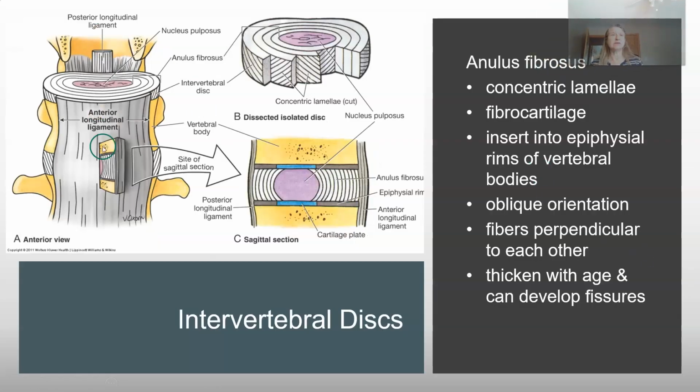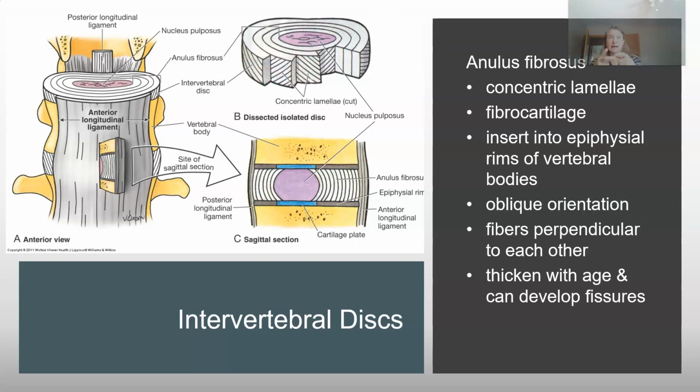Looking into these intervertebral discs just a little bit more. So this is the disc right here. We're going to take it out and look at it just a bit. We have two parts of the disc. The outer part is the annulus fibrosus, and this is really strong fiber cartilage. And they're made in concentric rings, and the way the cartilage is laid down is perpendicular to each other. So one layer comes this way, the other layer is perpendicular to that, and that helps really increase the strength of that. These, again, insert onto the epiphyseal rims of the vertebral body.